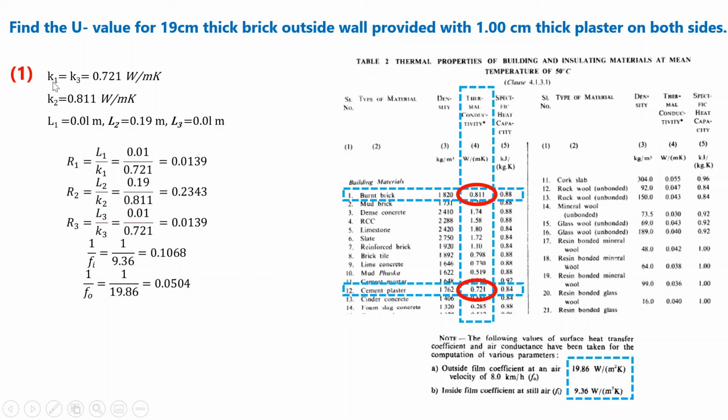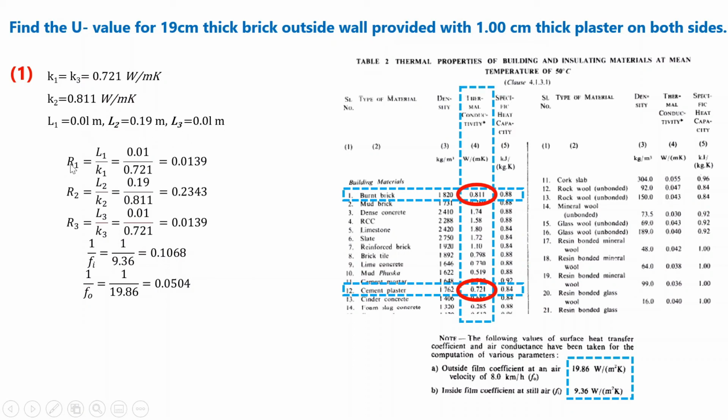There are 3 layers in the wall. There is brick in the center and thick plaster on both sides. So the first and third layers are the same, the brick plaster. So for that K1 and K3 is 0.721, as we found out from the table. And for the burnt brick it is 0.811. And the thickness, we have to convert the 1 cm to meters. So it is 0.01 meter, 0.19 meter and 0.01 again.